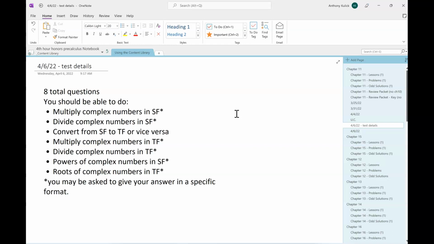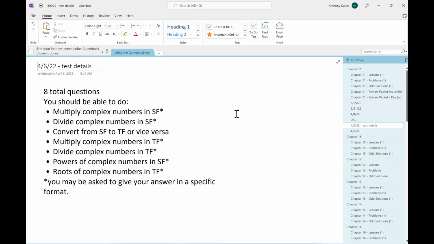In all these questions, I might be specific about how I want you to format your answer. Even though your problem was in trigonometric form, I might ask for an answer in standard form or vice versa. So there could be some conversion built into some of these problems. You get what I'm saying?